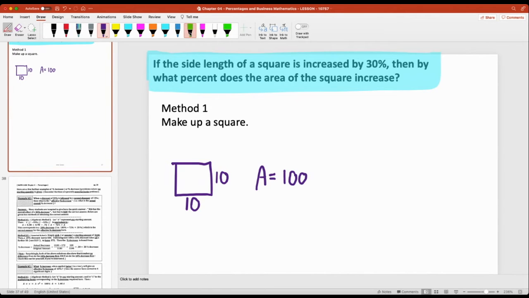Okay, now what about this business here? The side length of the square has increased by 30%. So we have a new square. How big is our new square? Can someone tell me what these lengths would be? What would those lengths be?